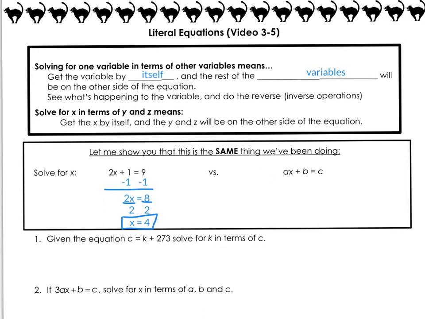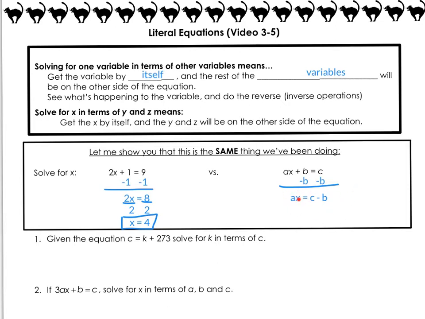Now the only difference is, instead of having those numbers, now I just have these variables over here on the right side. So if I still want to solve for x, it's multiplied by a, and then we're adding b. So I'm going to do the opposite in the opposite order. So I'm going to subtract b first. But the problem is I can't put c and b together, so I just have to write them side by side. So I've got c minus b, or I could write it as negative b plus c.